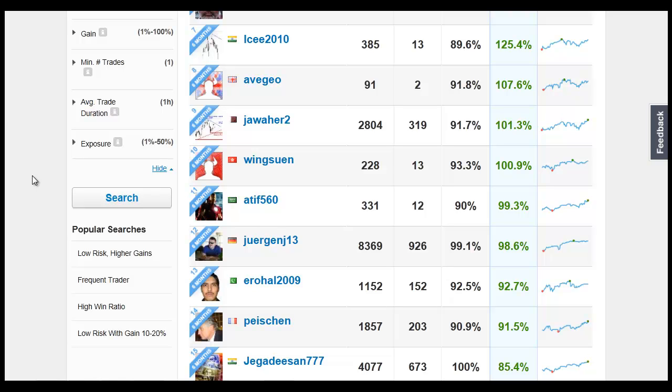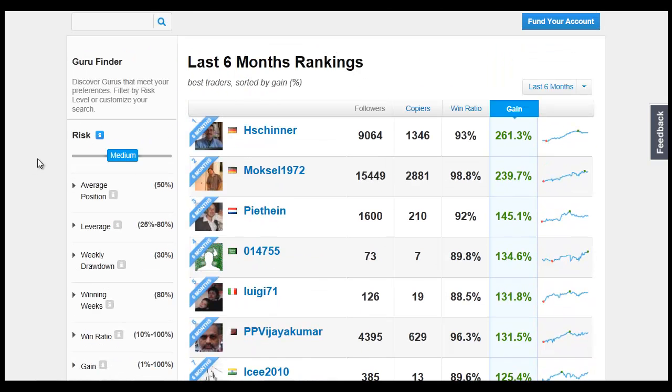All right, so these are the parameters. Let's build our own view, so to speak, and create the filter and see the traders that we really want to see.